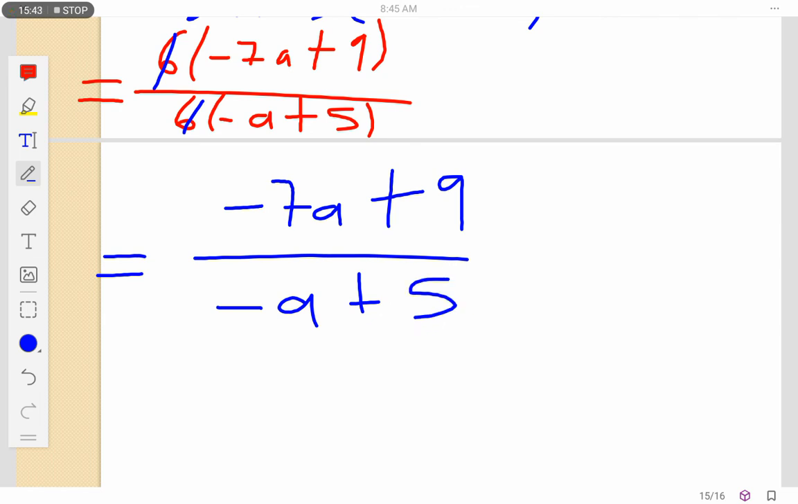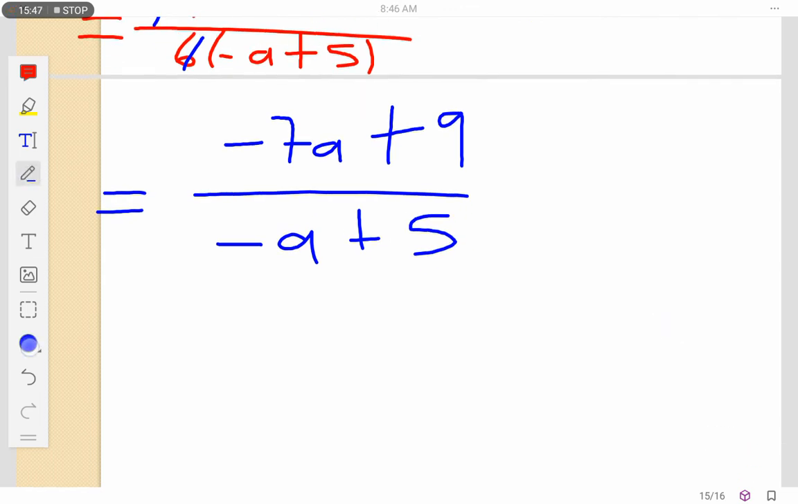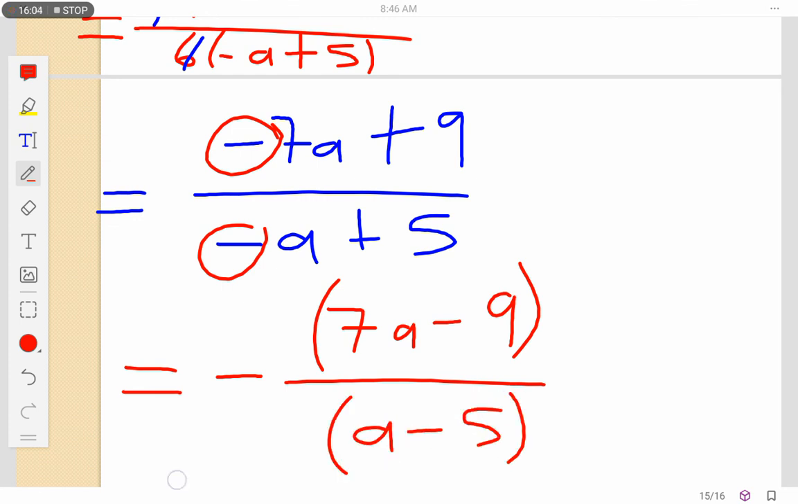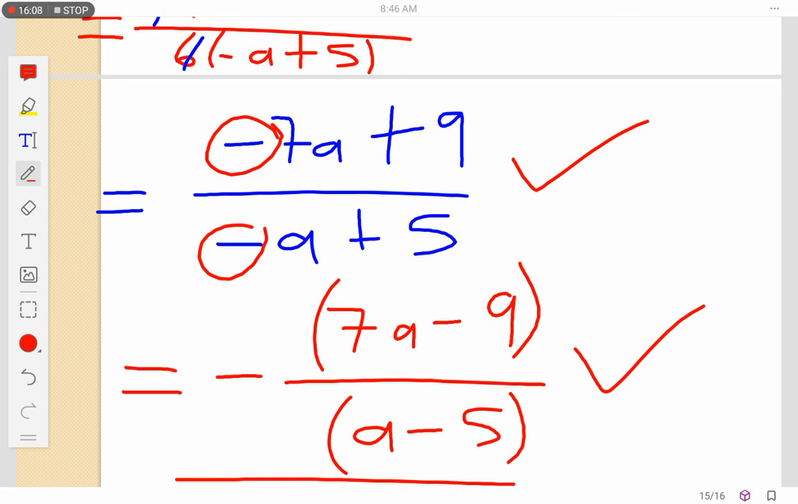Okay. So this is somehow the answer that we can have, but I can even remove the negative signs here. If I remove these ones, I can have it as equal to minus, I'm removing the minus, so I'll have 7a minus 9 over a minus 5. Okay, this is one and the same thing. So you can leave it like this, or you can leave it like that. So that's how we express that question in terms of our a values.